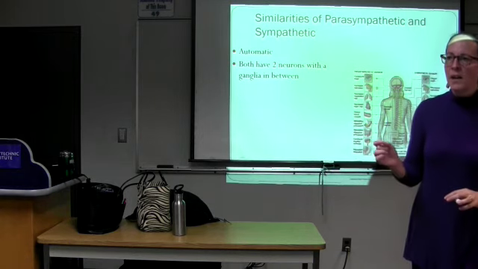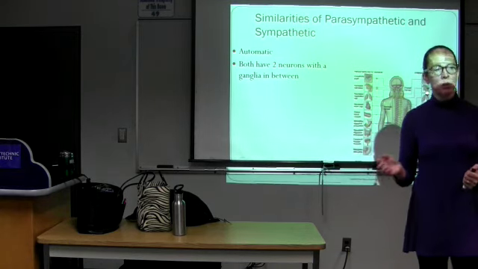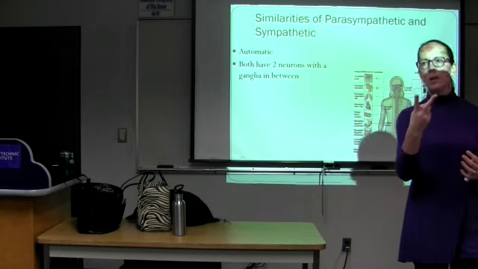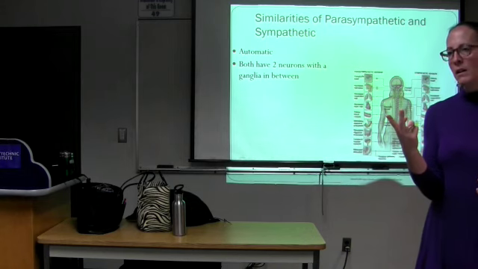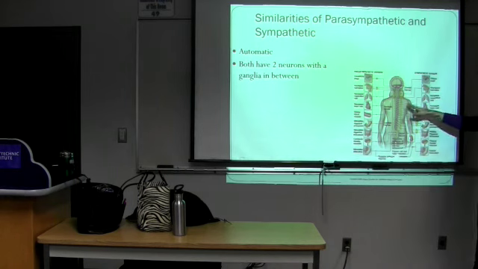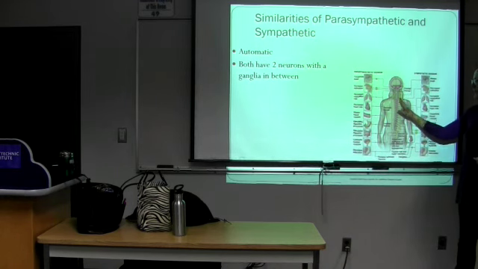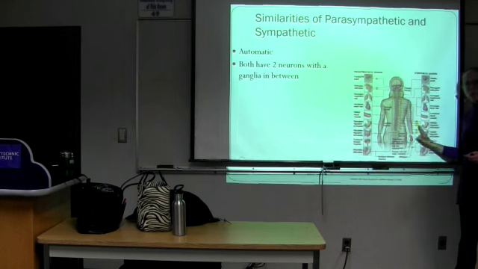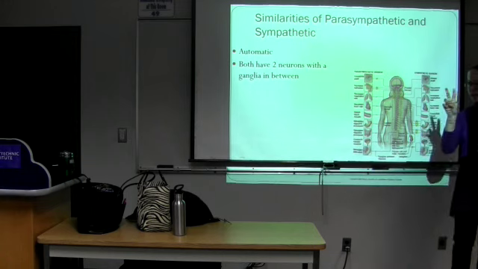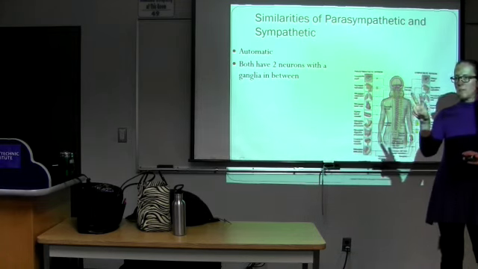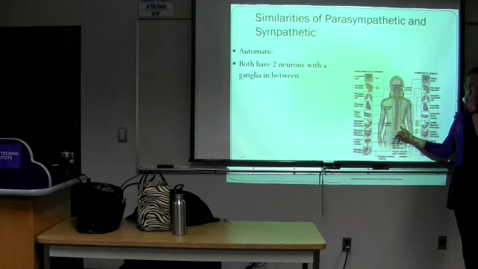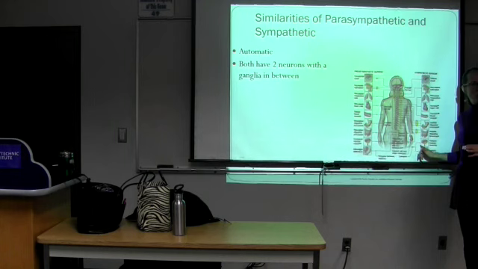Both parasympathetic and sympathetic nerves, or pathways I should say, are going to have two nerves going out to the organ or muscle that they feed. That sympathetic one, the first one is really short, and then there's a ganglia right next to the spine. The second one would be long, going out to the organ. So sympathetic has two nerves. The first one's short. It goes to the ganglia right next to the spine. The second one would be long.